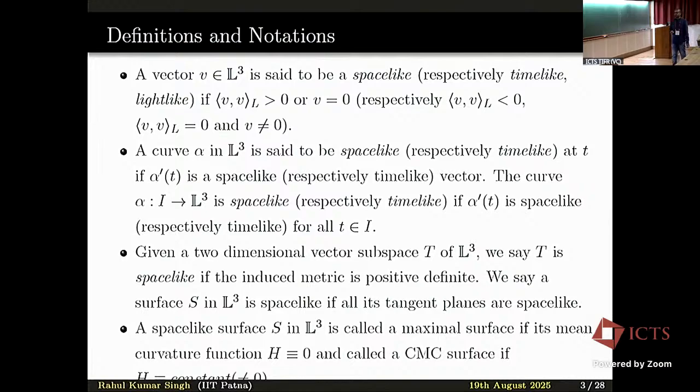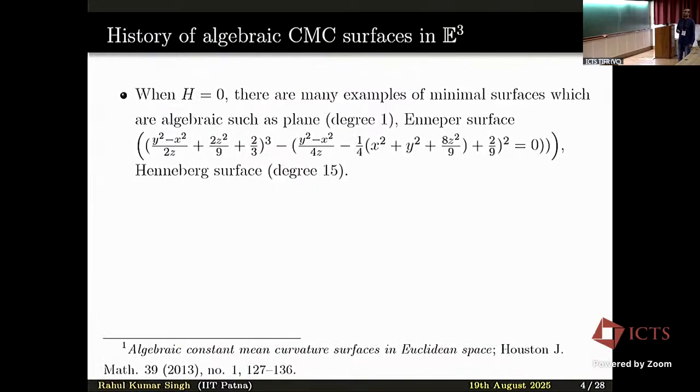Analogously, we have this definition. What is a maximal surface in L3? It's a space-like surface. The first condition is that it has to be space-like, and the mean curvature function, again, should vanish identically. And we say it's a CMC surface if H is a non-zero constant identically.